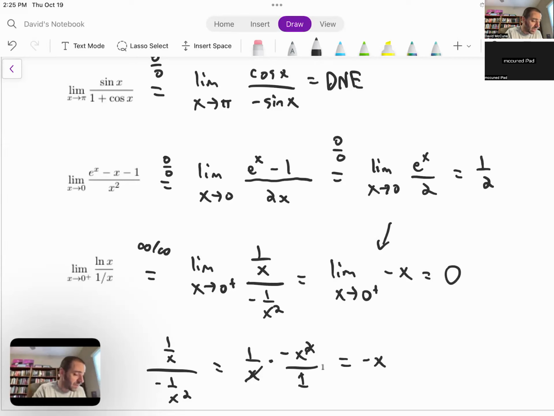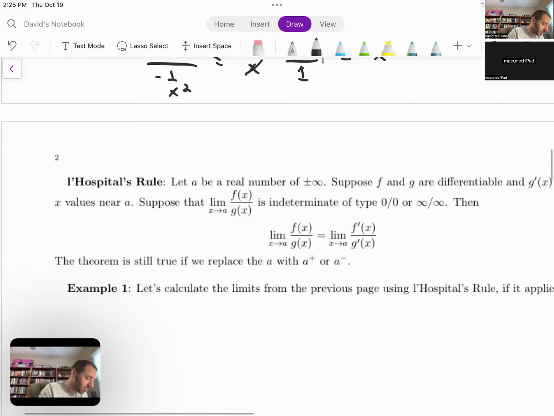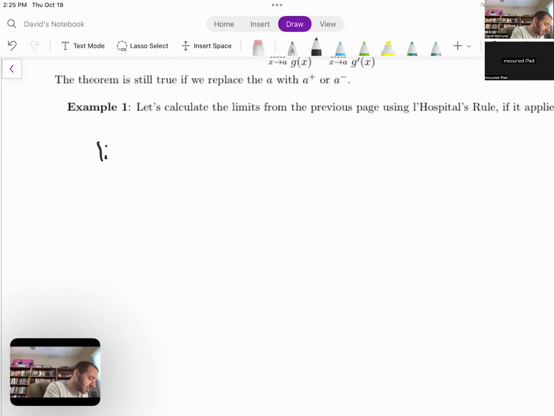Okay, so there's 5 examples of using L'Hopital's rule. We did 4 examples of 0 over 0. We did 1 example of infinity over infinity. That's how the rule works. It's worth pointing out real quick. So limit x goes to 0. So consider something like this.